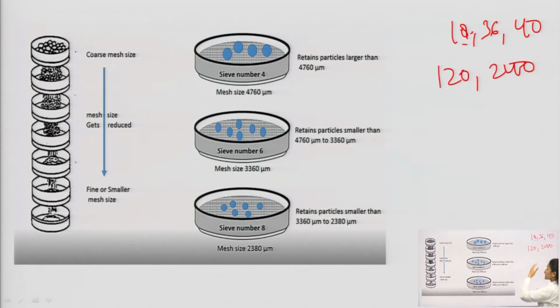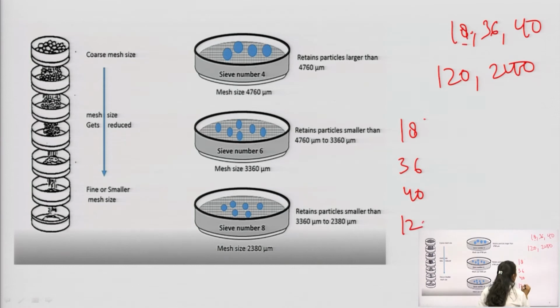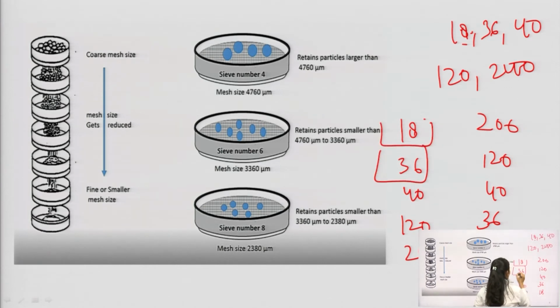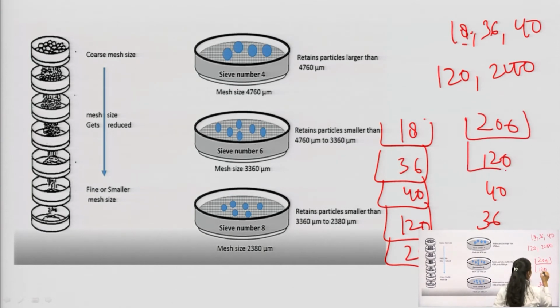How will you arrange these sieves in a mechanical sieve shaker for the particle size analysis by the separation or sieving method? There are two ways. There are 5 sieves. Either you will arrange like this: 18, 36, 40, 120, 200, or 200, 120, 40, 36 and 18. One way is this, you will arrange all the sieves like this.